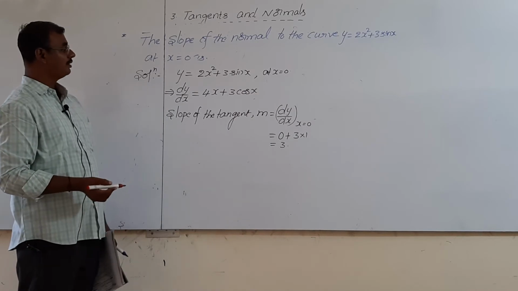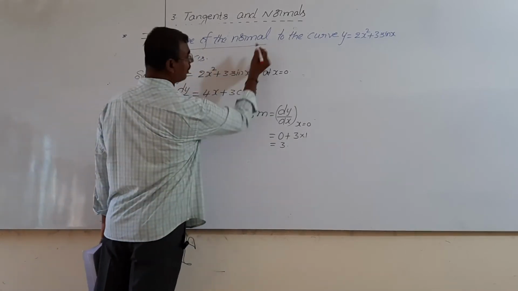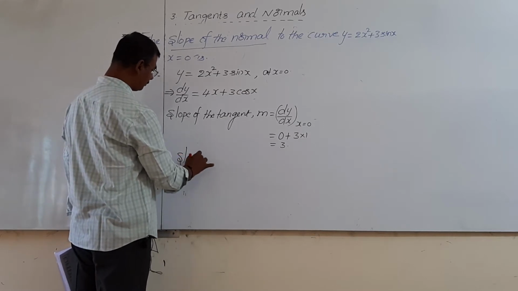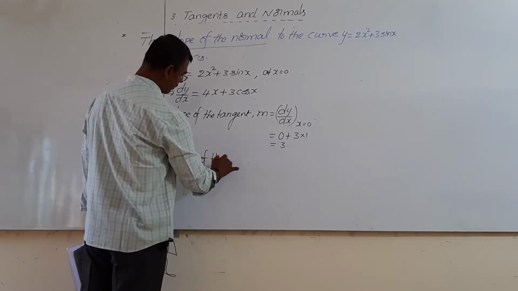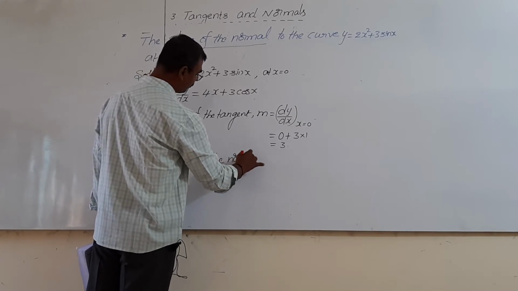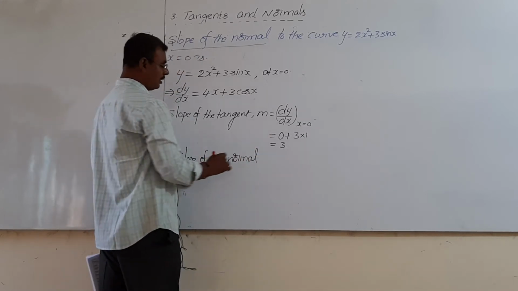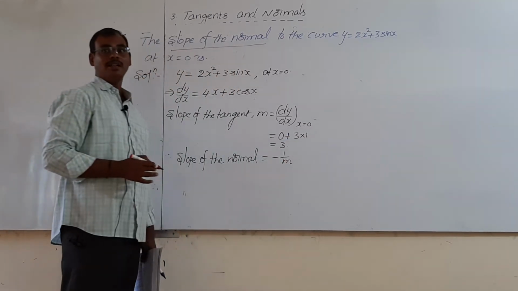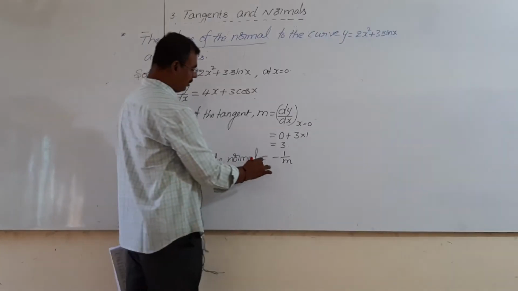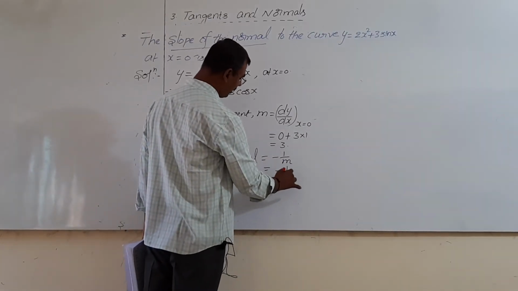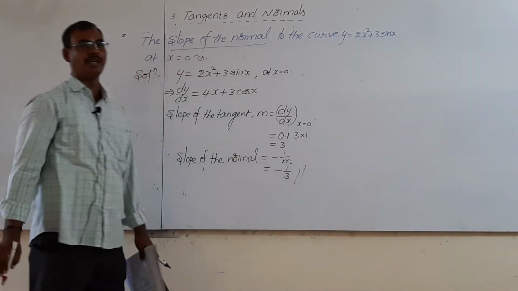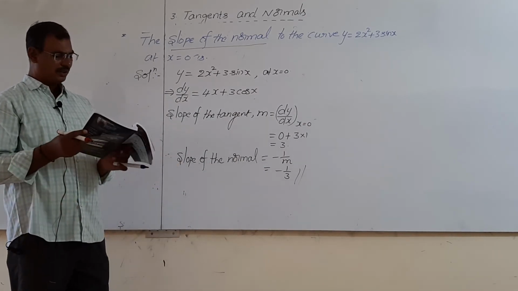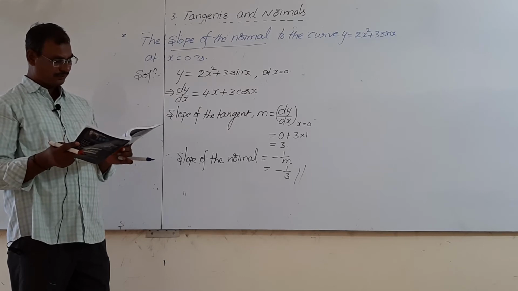But the question is, what is the slope of the normal? Therefore, slope of the normal is equal to, do we know this formula? Yes. What is the slope of the normal? Minus 1 divided by m. This is equal to minus 1 divided by 3. Hence, the answer will be minus 1 upon 3. So, like this we are doing the questions always.